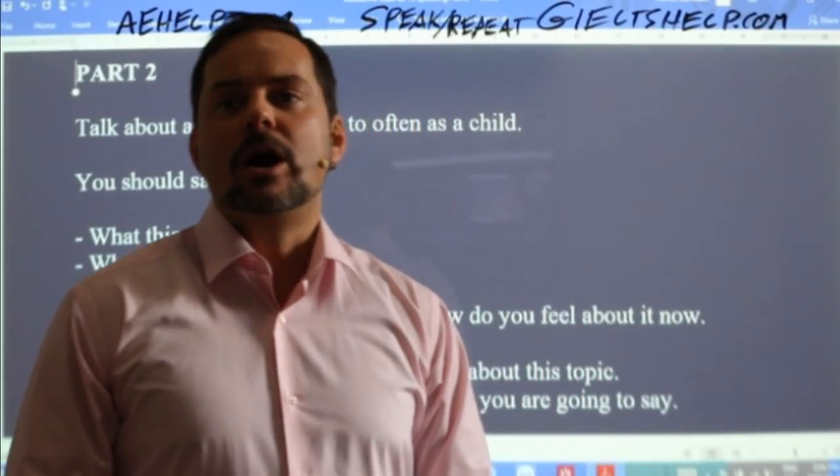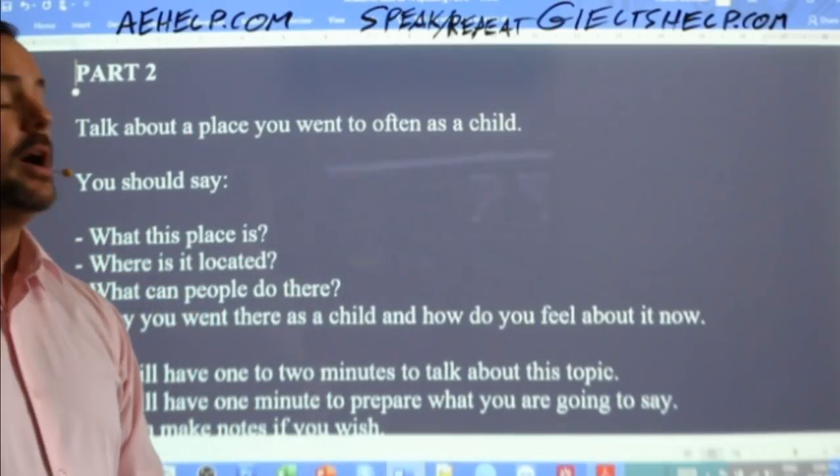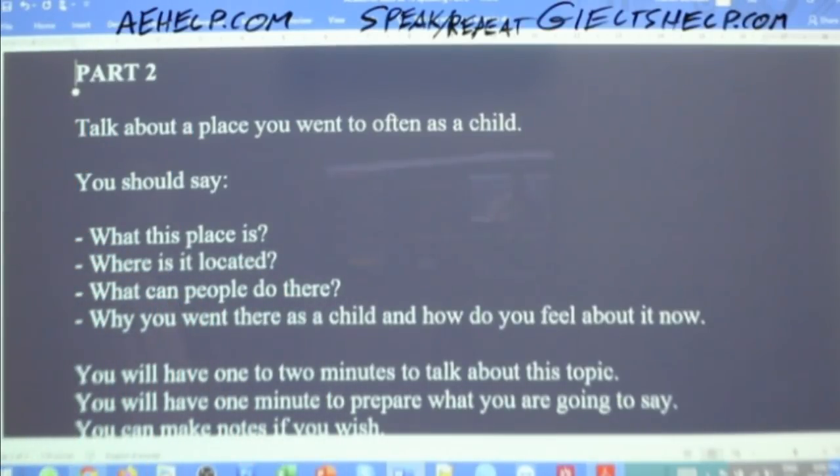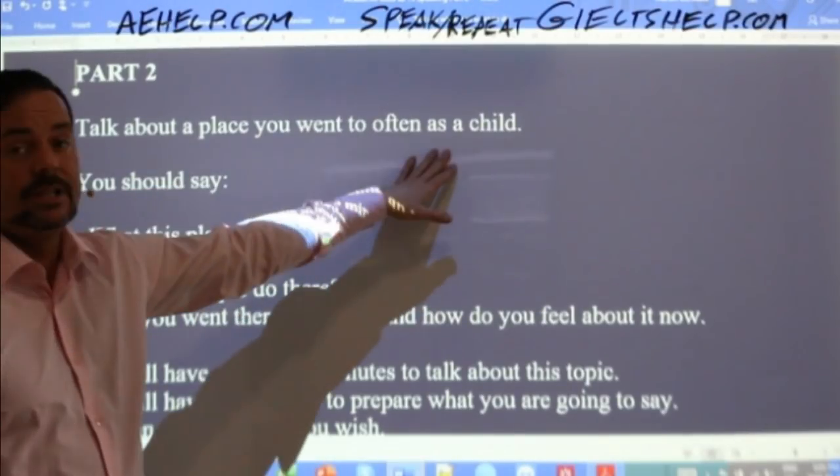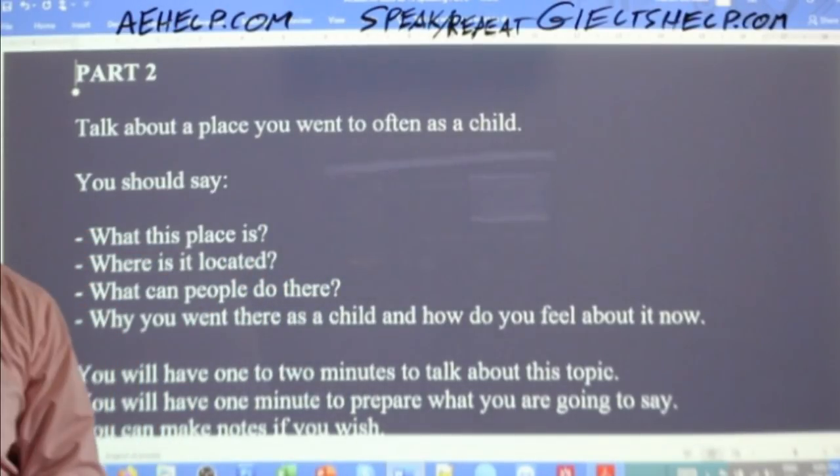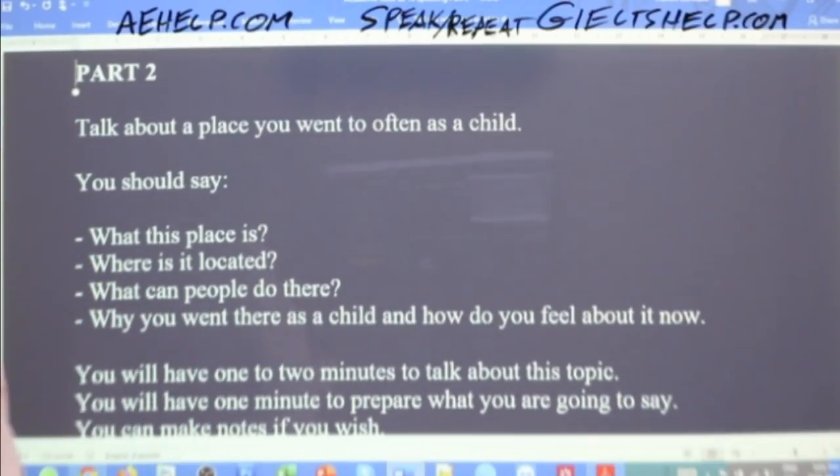And so you turn over the card. And this is what you see. So you see this, talk about a place you went to often as a child. So that's your topic, your controlling idea.